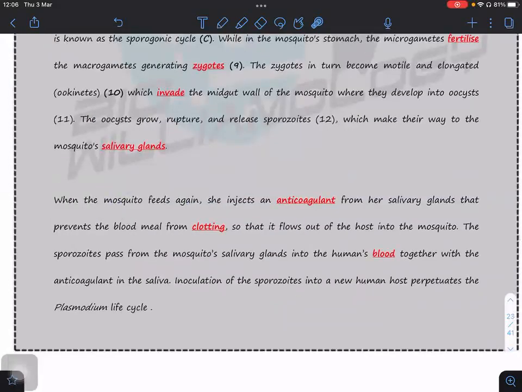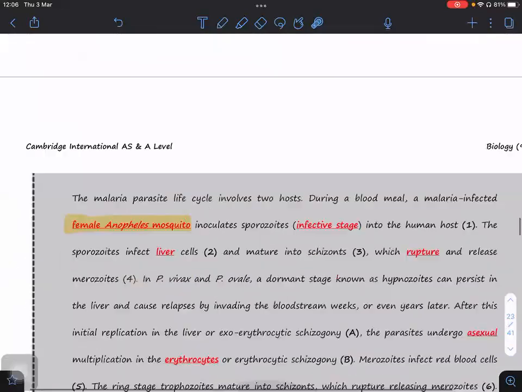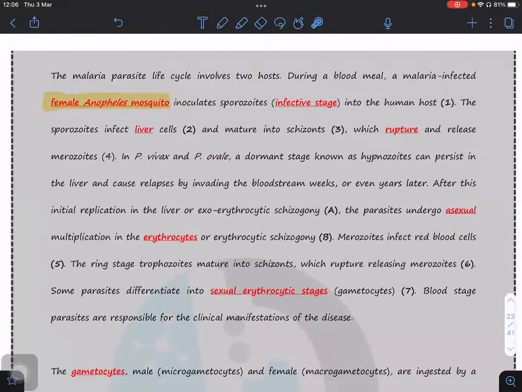When the mosquito feeds again, she injects anticoagulant to stop the blood from clotting, and at the same time this infective stage enters the human's blood together with the anticoagulant in the saliva. Why do I give you the full story here? Because in CIE they do award marks when you use the words schizont and merozoite, but that one is not important.